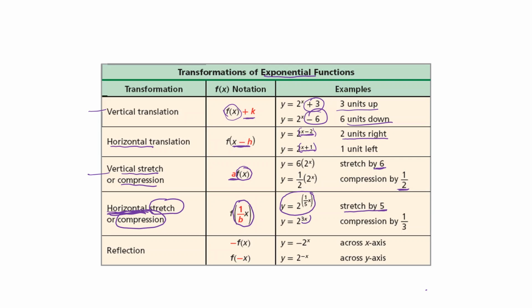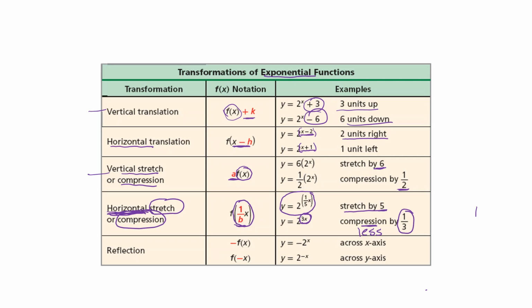In this example, we have 3 times x. The 3 is multiplied by the x, which tells us it's horizontal. And before we can decide whether it's a stretch or compression, first we have to take the reciprocal. So actually, it would be 1/3. 1/3 is less than 1, so it's a compression. Remember, less, compress. Okay?